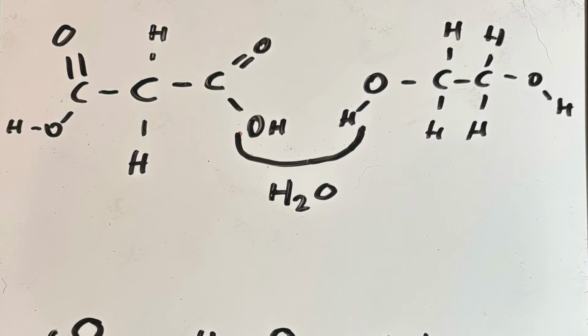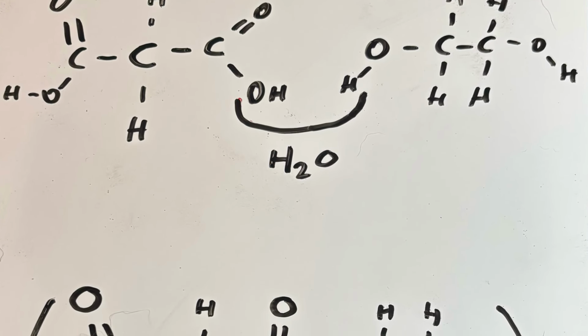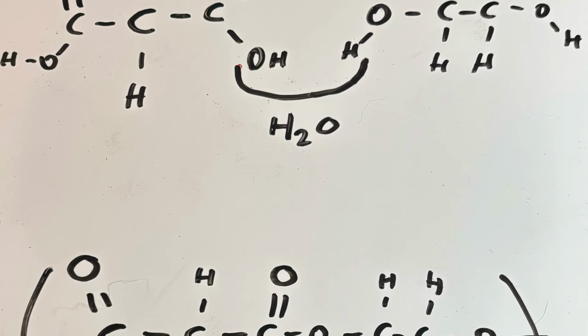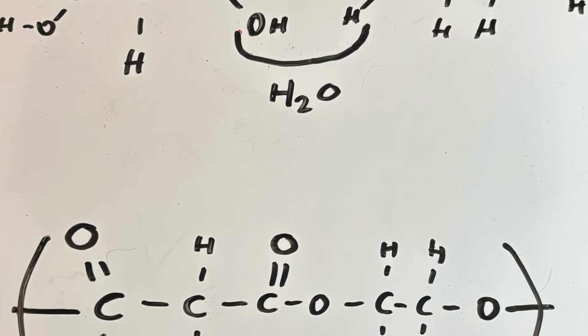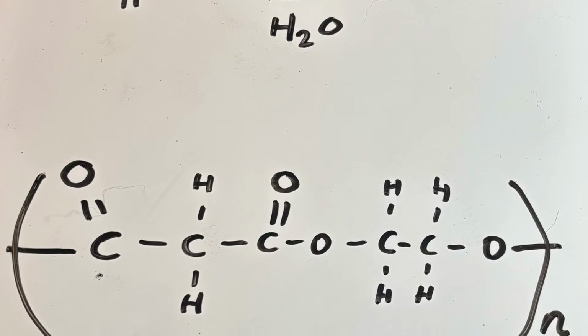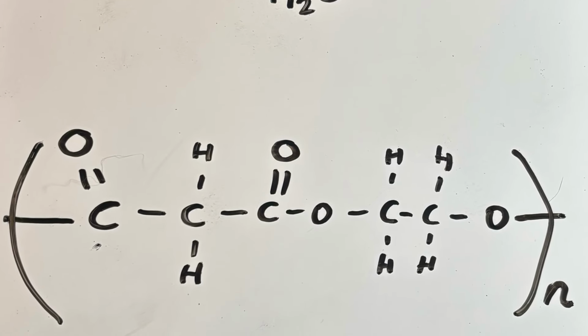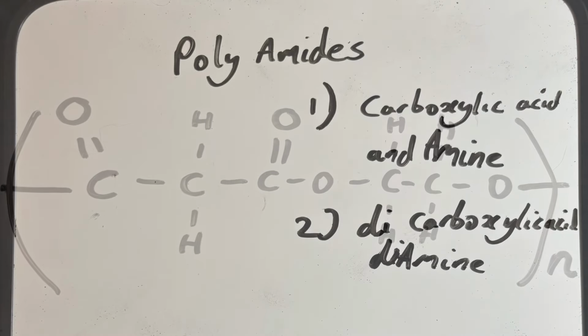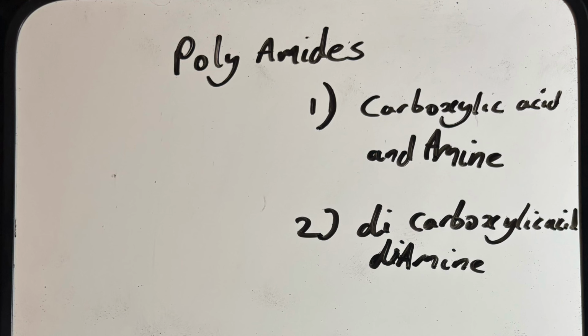Now here is an example of a dicarboxylic acid and a dialcohol, and again you can see where the water comes from for this to be a condensation polymerization, and it forms this repeat unit at the bottom here. And for polyamides, it's almost exactly the same. You can either have a molecule that contains both carboxylic acid and amine groups, or you can have a diamine and a dicarboxylic acid.